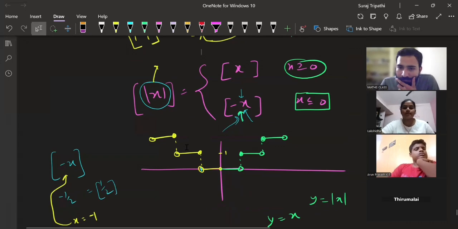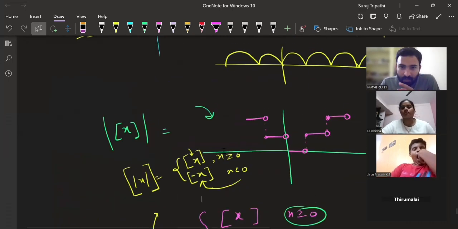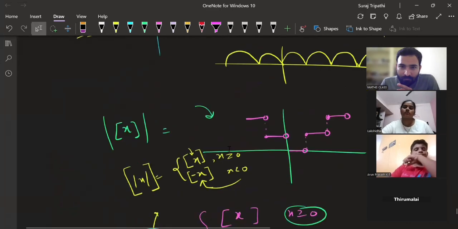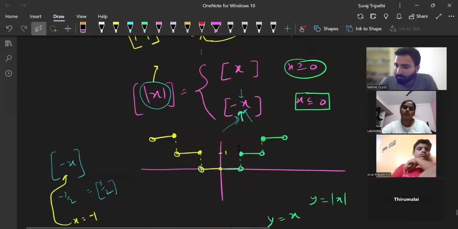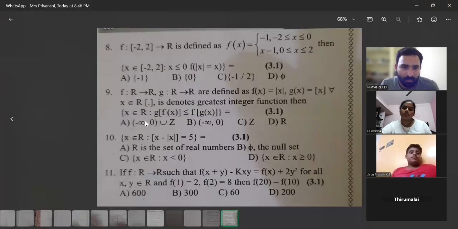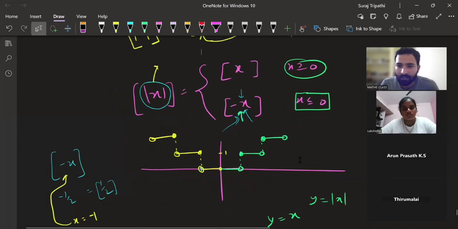So just first copy this one. These two graphs are very important. These are the two graphs. Now we will check the options. What options are given in the question? Here, what are the values of x for which g of f of x is less than or equals to f of g of x? Now we have to compare the graphs and find the values for which this holds.